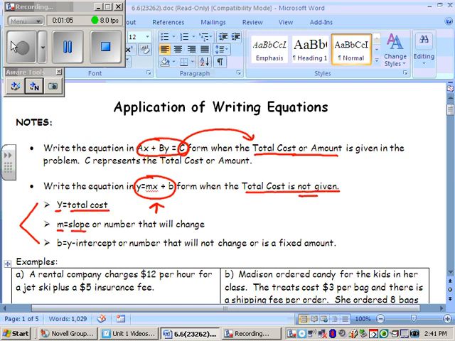The M is the slope, and in a real-life situation, this is the number or amount that will change depending on what the X is. The B, or the Y-intercept, is the number that will not change, or is a fixed amount. So again, remember that standard form will be used when the total cost or amount is given. Slope-intercept form is used when the total cost is not given. So let's take a look at some examples and write equations for these problems.